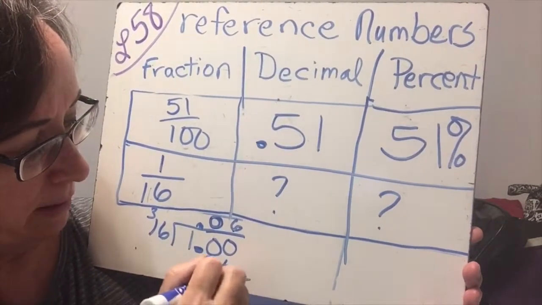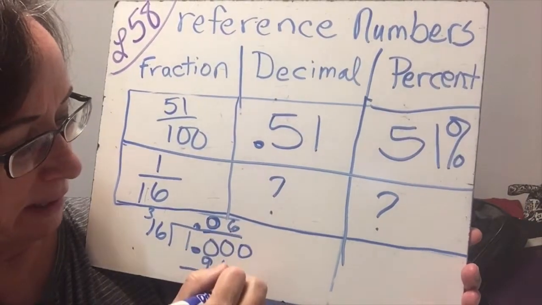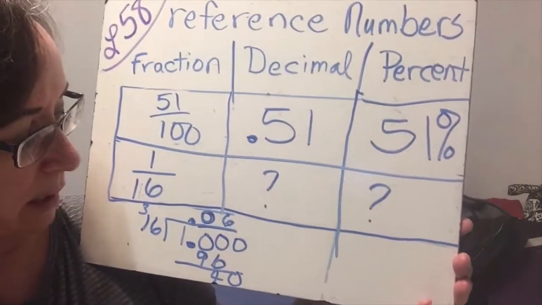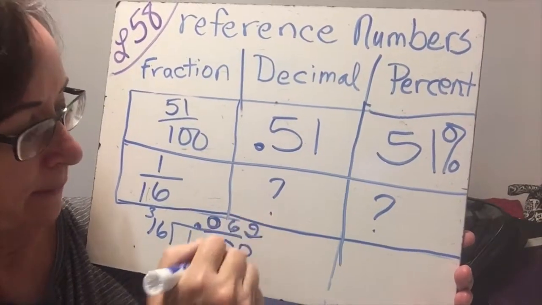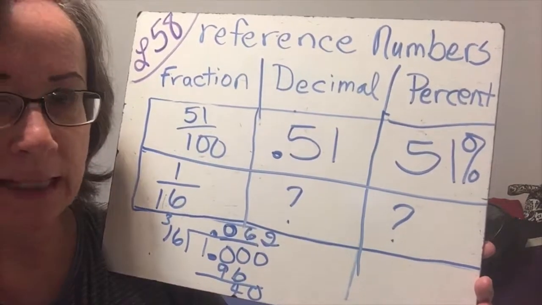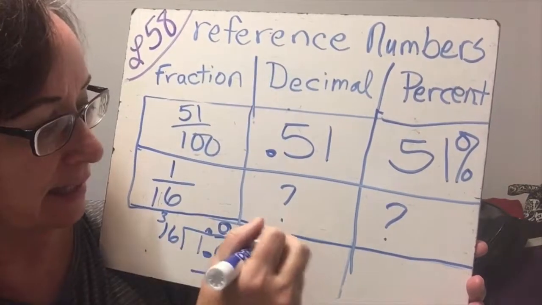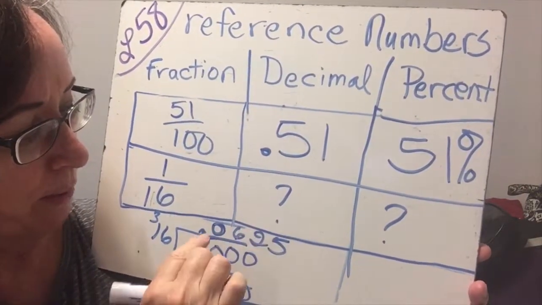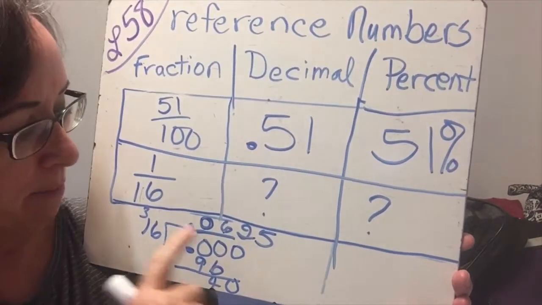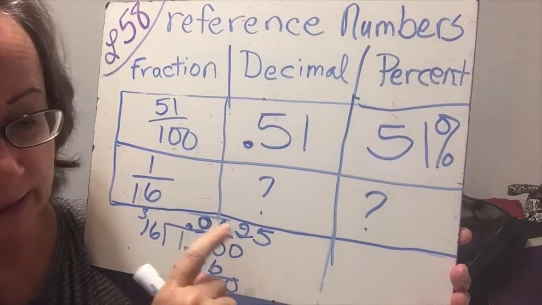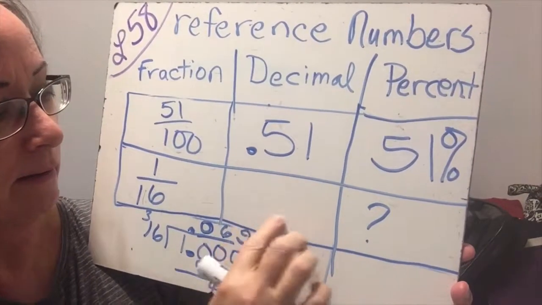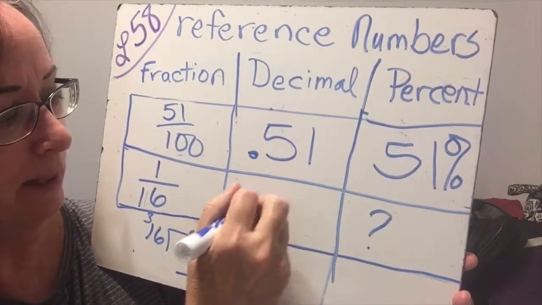Then I get a 4, and then I bring down another 0, and 16 into 40 will go 2 times. Okay, 2 times 16 is 32, which gives me an 8, and then 8/16 is a half, so 0.0625. I ran out of room on my chart, but the decimal is 0.0625.